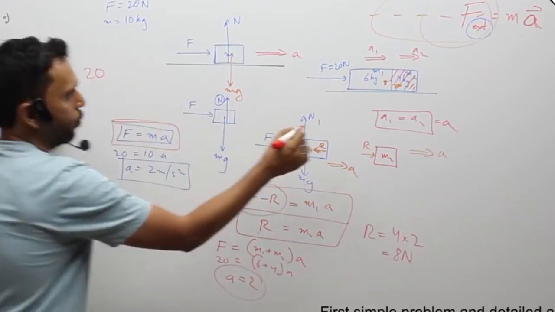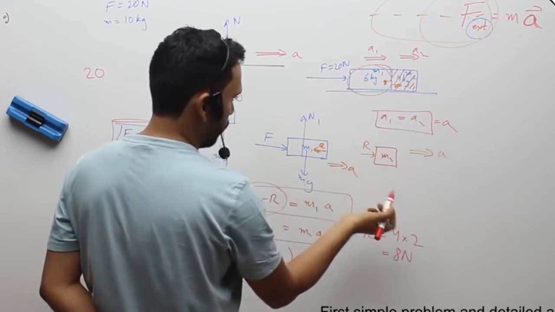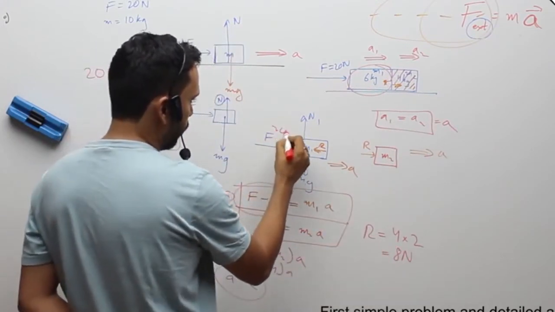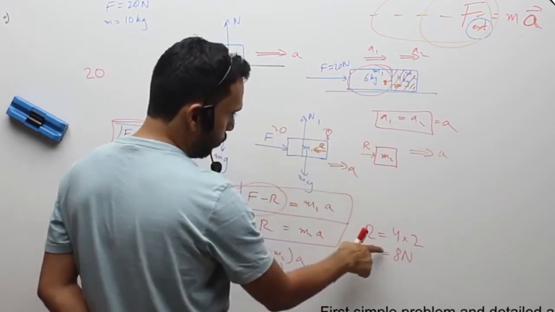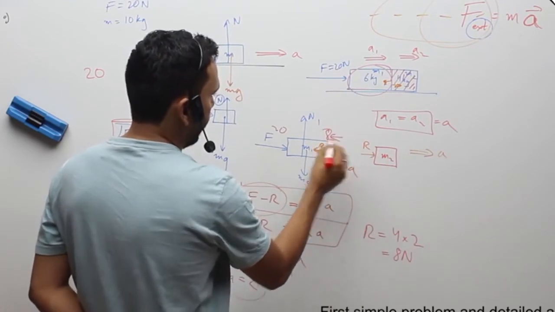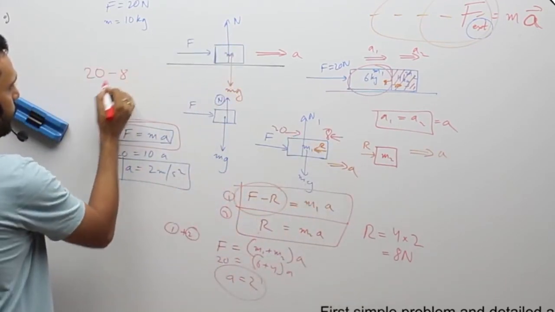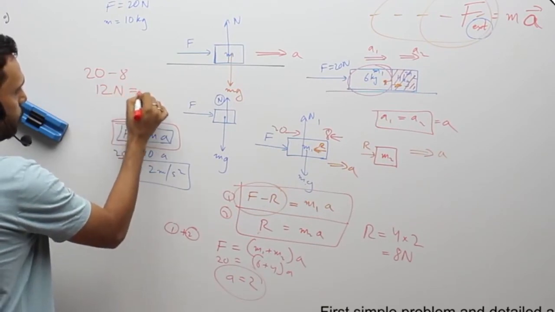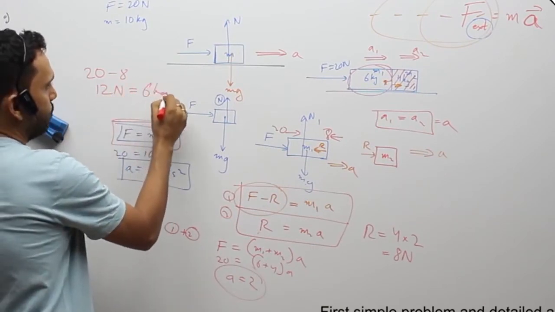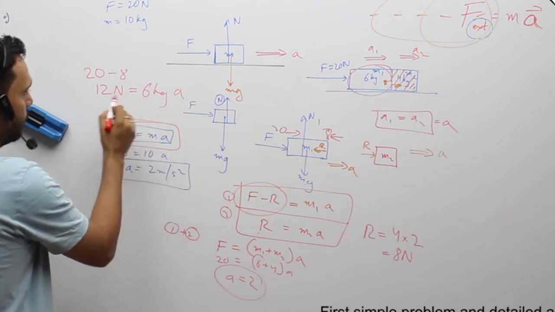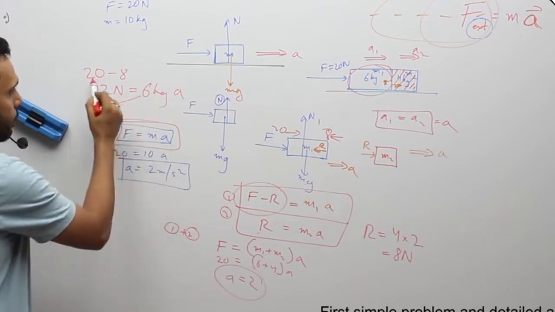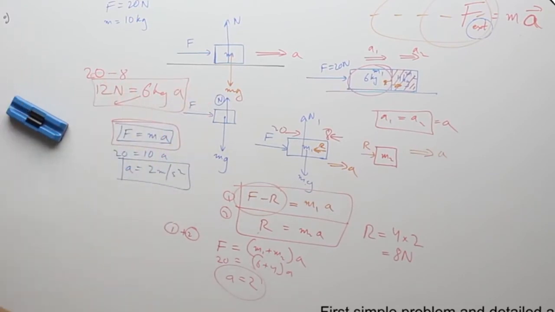20 was the forward force on this. The 20 is the forward force. The backward force is 8, what we calculated. So 8 back, 20 forward. So the net force on this is 12. Net force is 12 newtons on the 6 kg mass. So what's the acceleration? 12 by 6, it is going to give you 2 again. So everything falls in place.